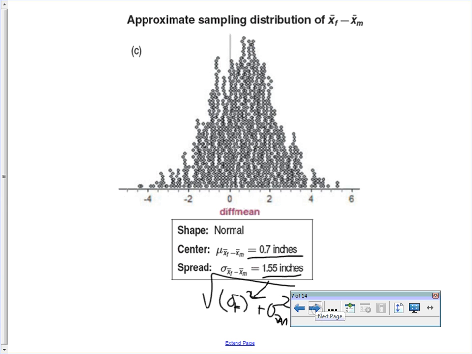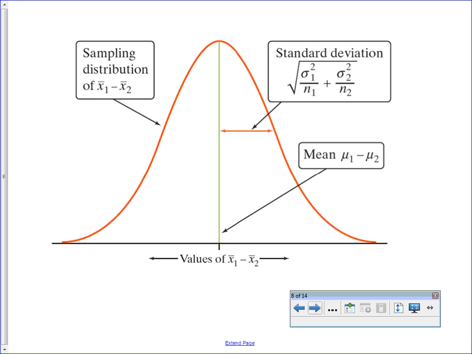So what we will find overall is that the sampling distribution of one mean minus another mean, well, the center is the difference of the true means, and the standard deviation is the square root of the standard deviation of the first population squared divided by sample size plus the standard deviation of the second divided by sample size. And once again, this formula is given to you on the formula sheet. You'll find it there.